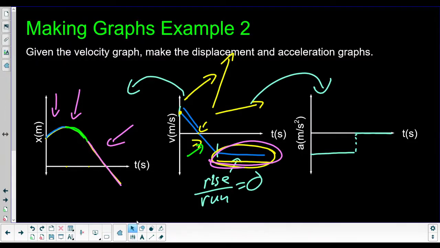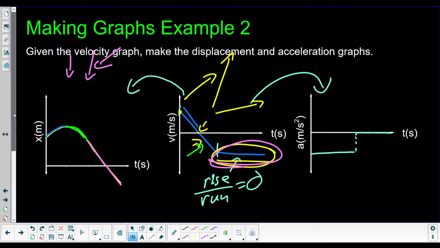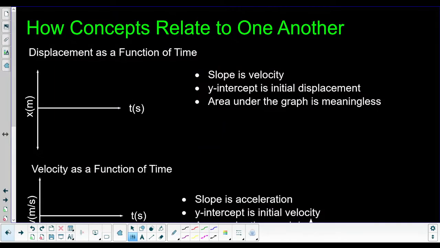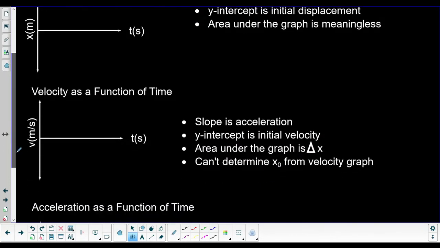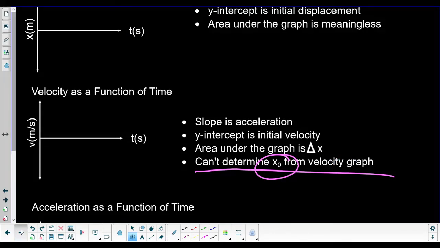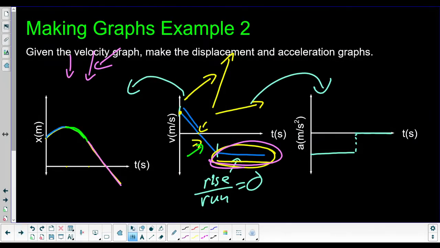Notice, though, let's look at our position time graph. Let me lock this in place before I goof up the whole graph. Okay, let's lock these. Let me try and show you graphically why you can't find initial position from this graph. On the last slide, we said that you cannot determine the initial position from a velocity time graph. Let's try and figure out why.